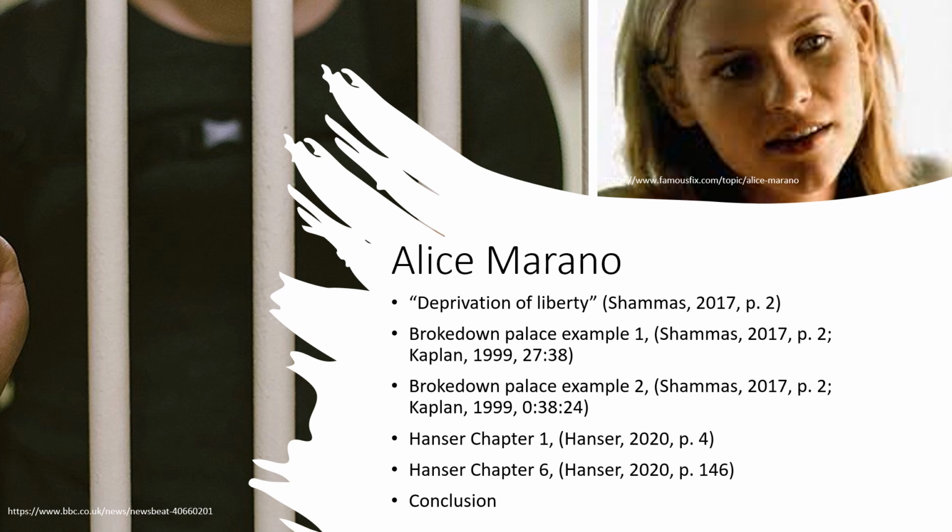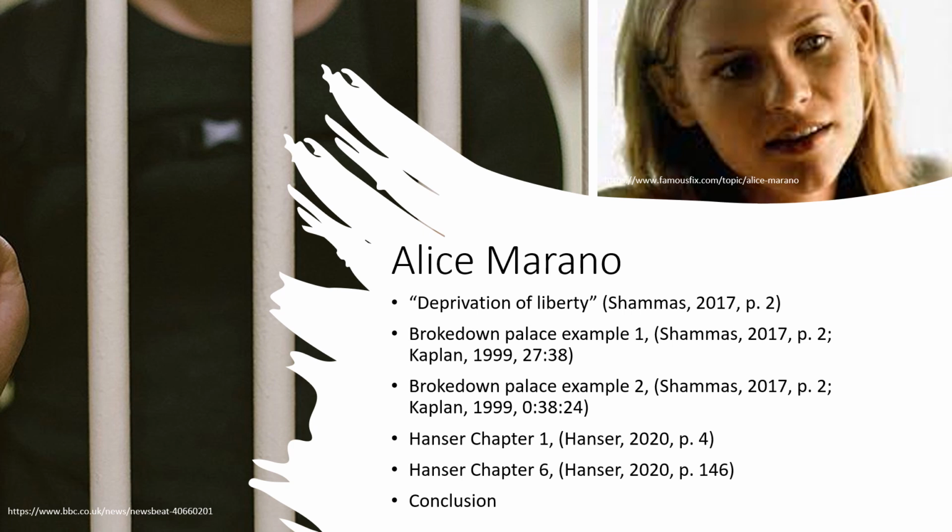The second Brokedown Palace example comes from Kaplan, 1999, 38 minutes, 24 seconds, and this essentially shows where Alice is being sentenced to 33 years by the court. The Hanser 2020 chapter that best correlates with this is chapter 6, Hanser 2020, on page 146.